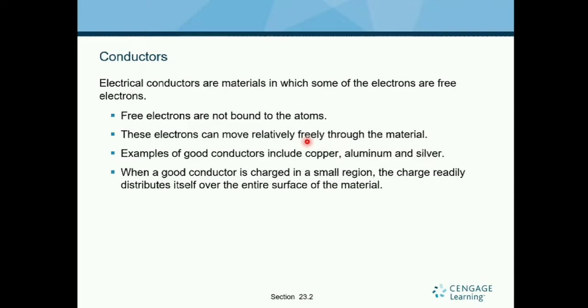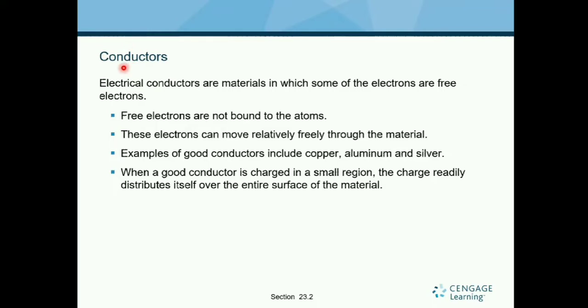So the core of the atom will not be able to move, but the electrons are able to move, right? Examples of a good conductor include copper, aluminum, and silver. When a good conductor is charged in a small region, the charge readily distributes itself over the entire surface of the material. Okay. So what is a conductor?